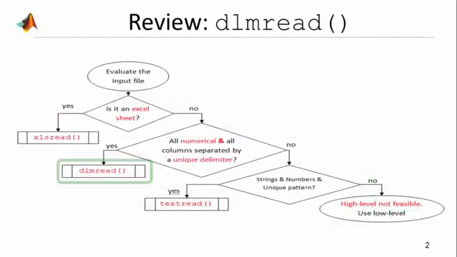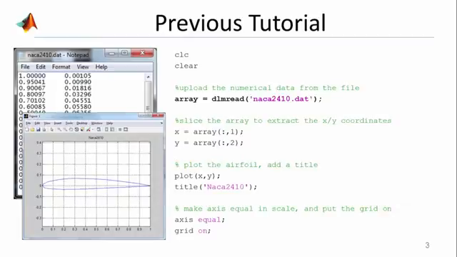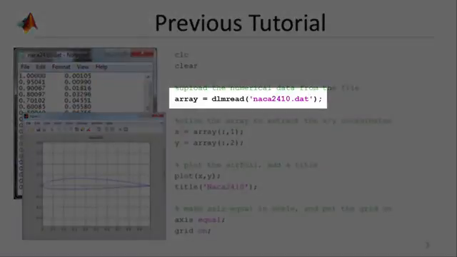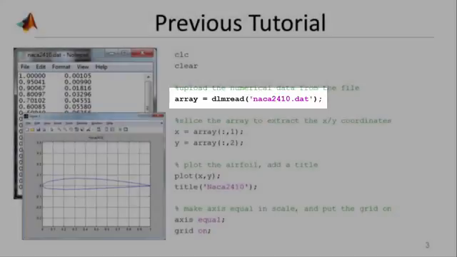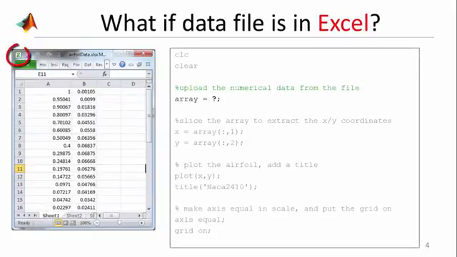A brief review of DLM-read first. DLM-read only works if the data file is not Excel, all numerical data separated by a unique delimiter. For example, we had a file that had 2 columns of decimal numbers, and we were able to upload it so we could plot it and make it look like an airfoil. The command was very simple, a variable equal DLM-read with the name of the file in quotes because it was a string. But imagine the data all of a sudden is in an Excel sheet.